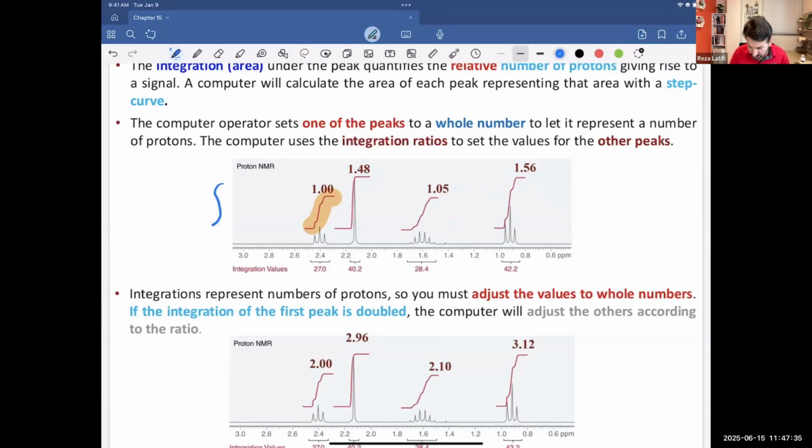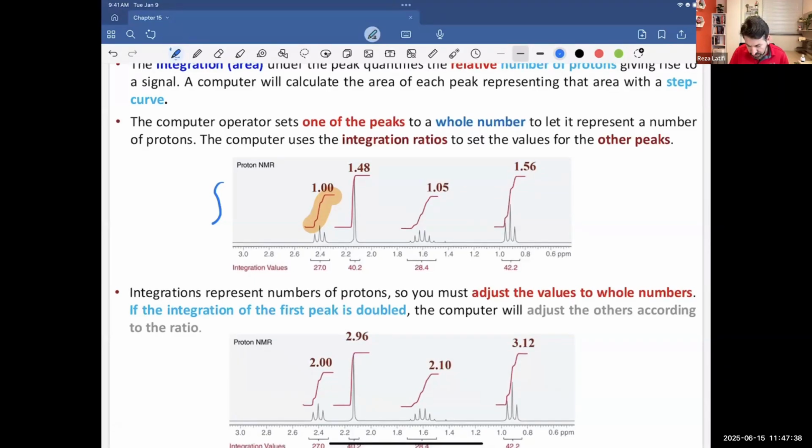Now, the software got the smallest area, 27, and decided to divide all those numbers by 27. Because it's the smallest area, its ratio is one, this one can be treated as 1.5, here is 1, and that one is again going to be treated as 1.5. Remember, you do have error whenever you do integration.